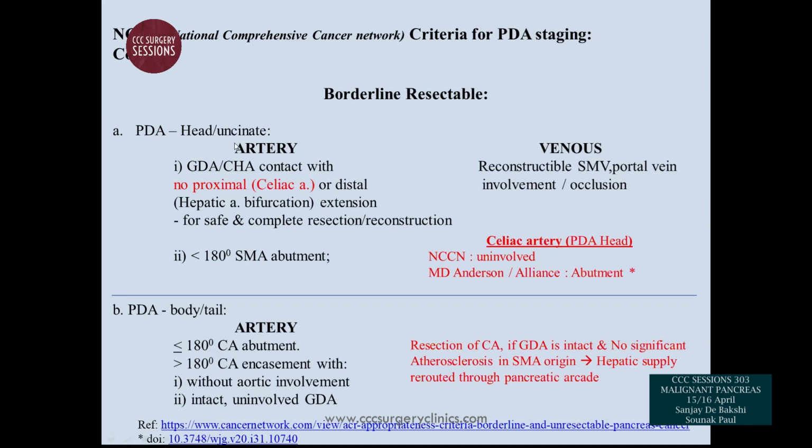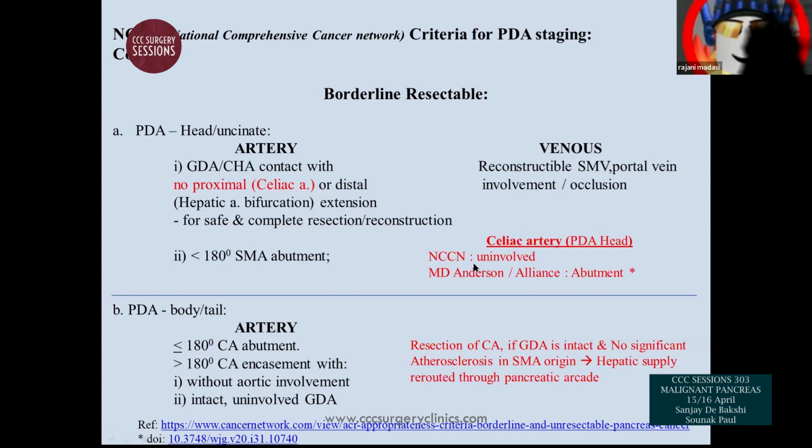And for the head and uncinate process tumors, any abutment of the superior mesenteric artery with less than 180 degree contact is borderline resectable. And if there is an encasement of the gastroduodenal artery or the common hepatic artery, with no contact with the celiac artery or the hepatic bifurcation, and there is a possibility of safe and complete arterial resection and reconstruction, it is a borderline resectable category.